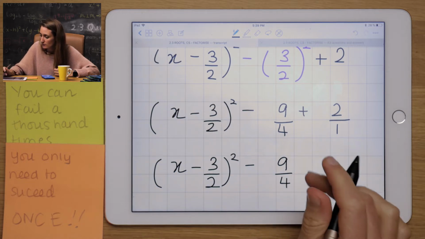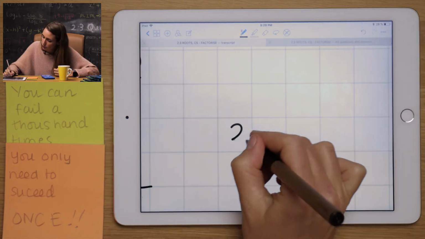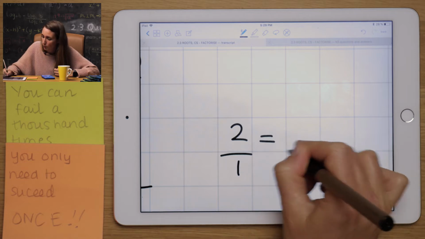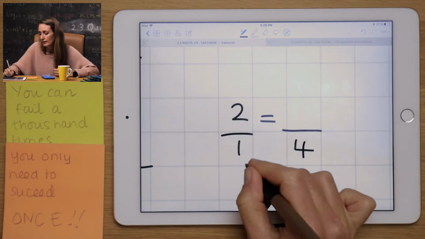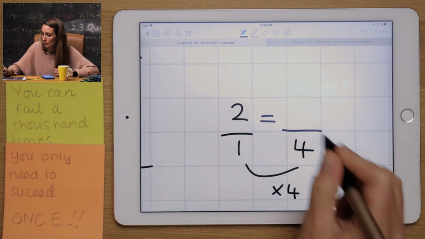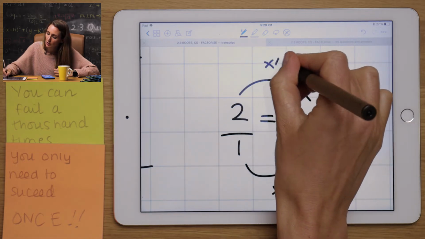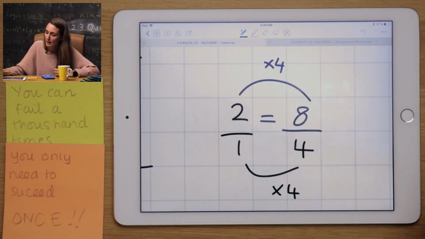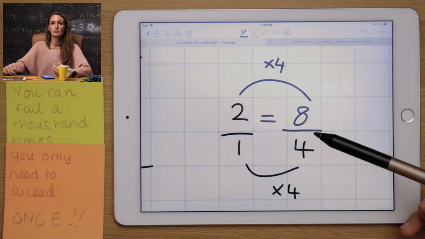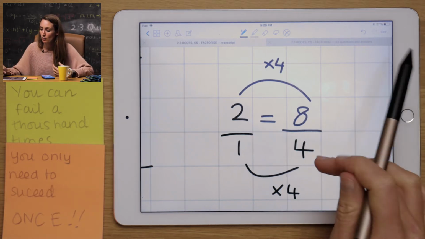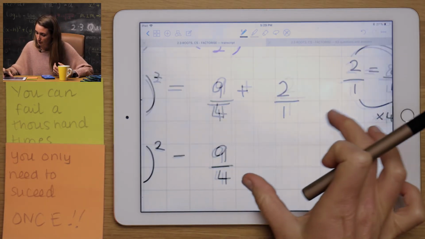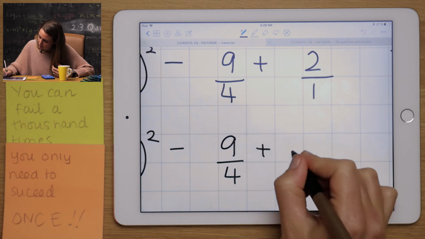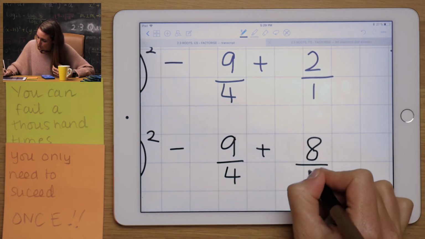So in order for this to be 4, if I put this on the side, 2 over 1 equals what out of 4? I need to do 1 times 4. So I must also do 2 times 4. So that will become 8 over 4. And you can see that's correct because 8 divided by 4 would be 2. So that will be plus 8 over 4.